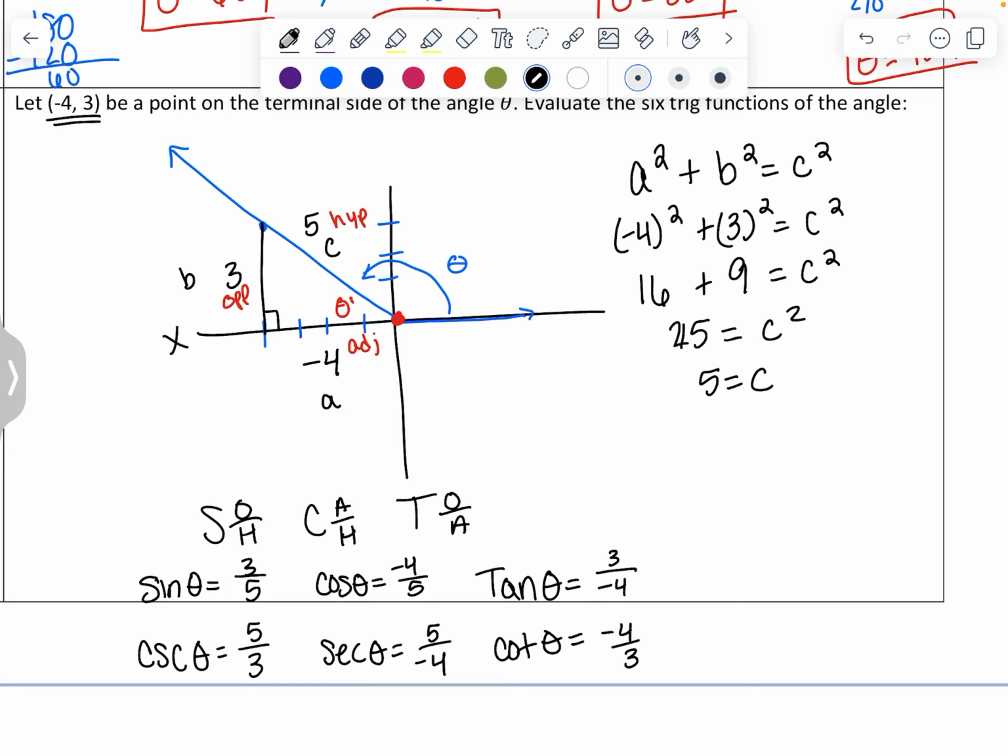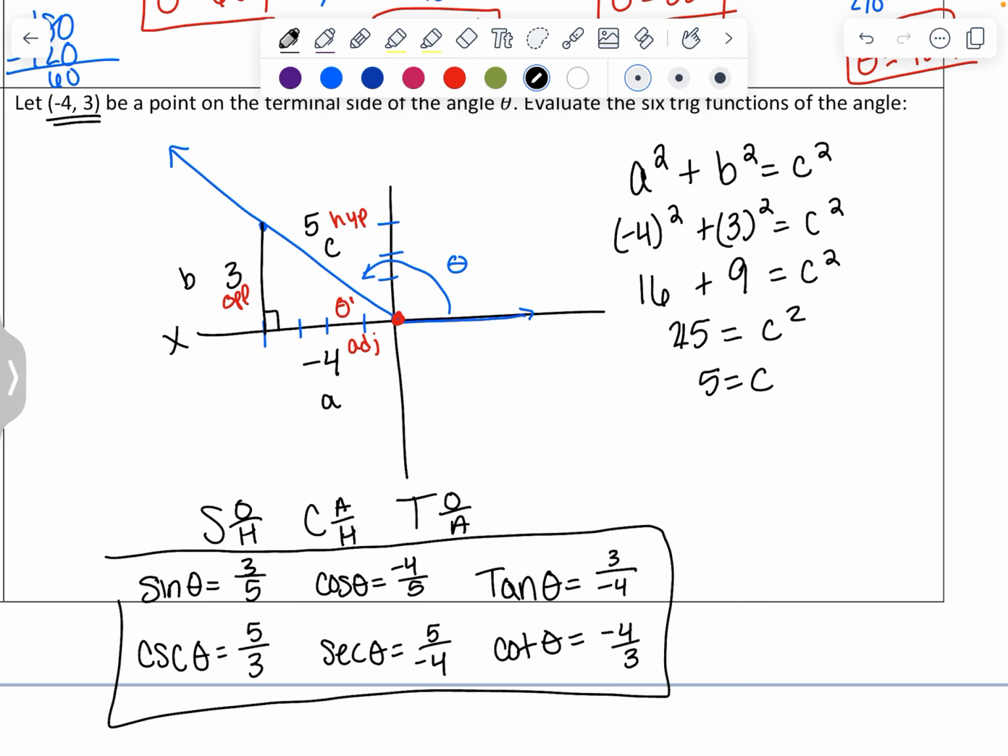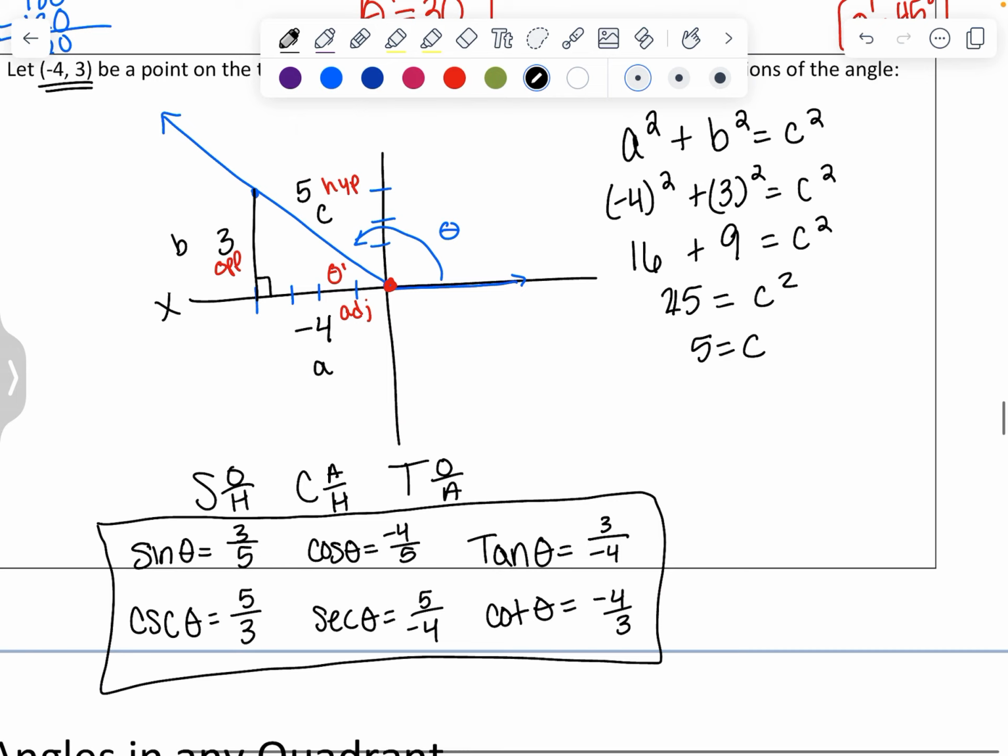Now, the original angle and the reference angle have the same trig values, which is why reference angles are important. We're going to learn more about that later on, but that would be my answer for the 6 trig ratios that go with that angle.